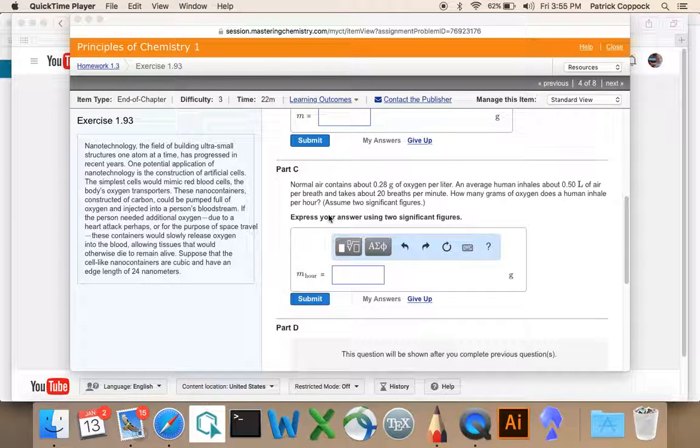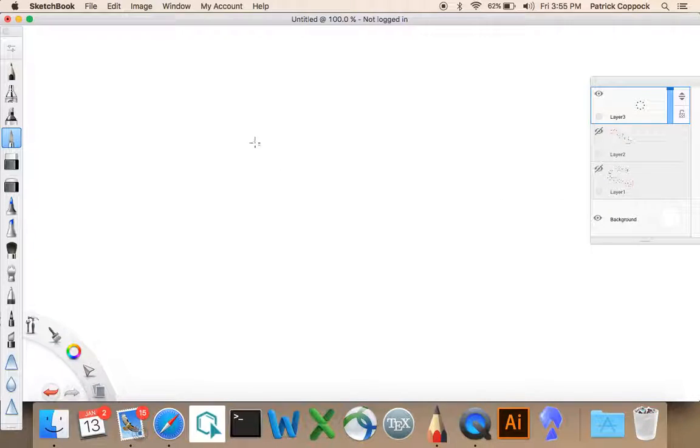Okay, so we're still in problem one, exercise 1.93, but now we're doing part C. Normal air contains about 0.28 grams of oxygen per liter. Gotta write that down. 0.28 grams of O2 per liter.